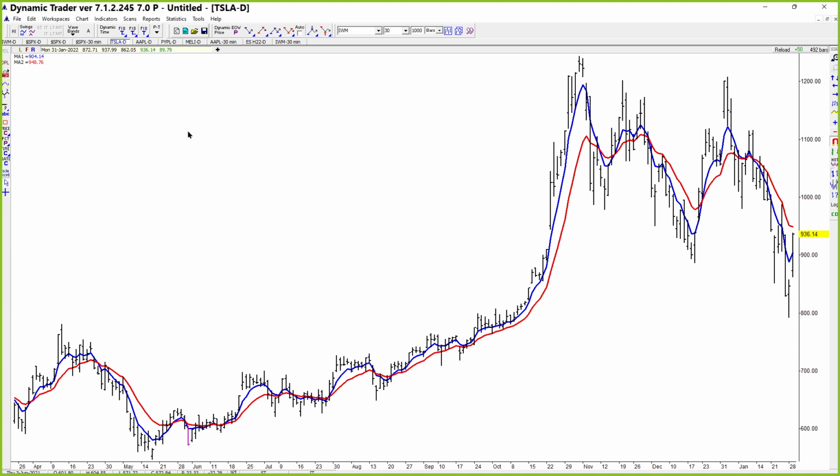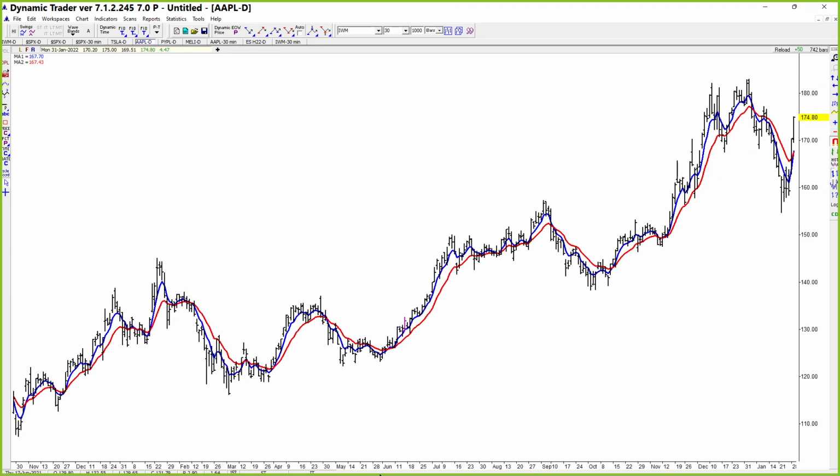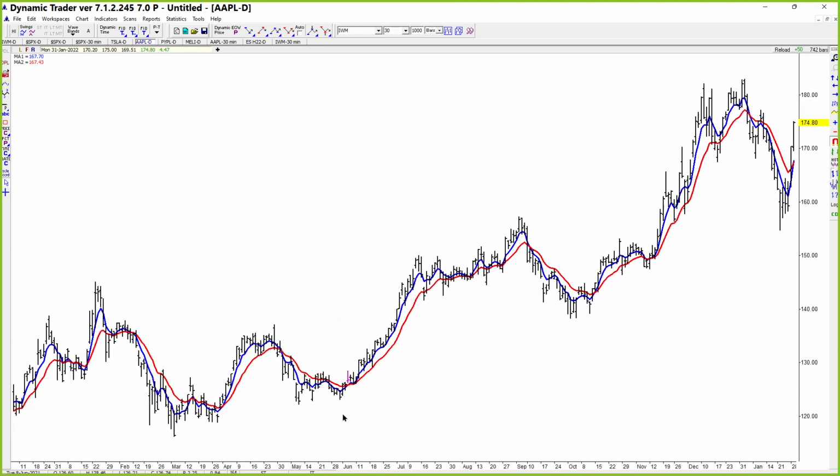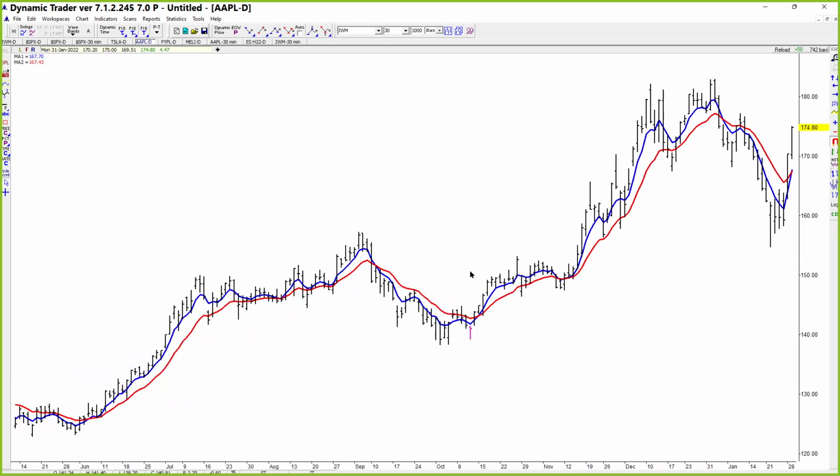It also works pretty well in something like Apple. Here's a daily chart of Apple. Again, it helps you stay on the right side. Here is an example of where it crossed to the upside. And guess what? It didn't cross back to the downside until here. Some people actually will use this for a stop if it crosses the other way. But it definitely helps keep you on the right side.